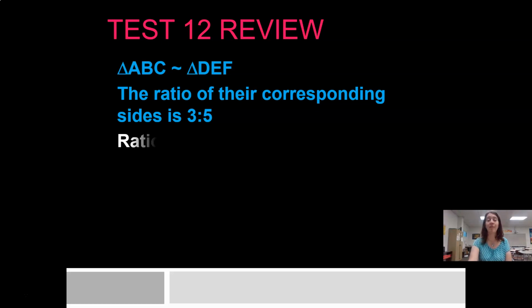So now on question 7, I'm going to ask you for the ratio of their areas. Well, area wasn't the exact same ratio, but we did want to use the numbers that were given to us.